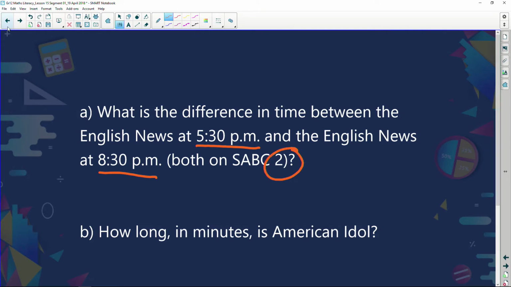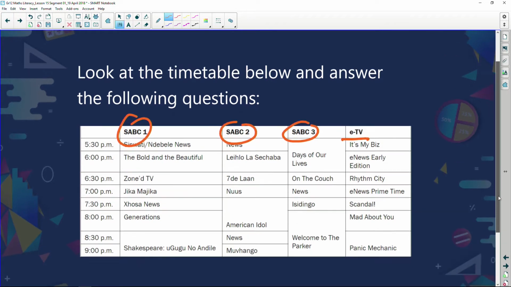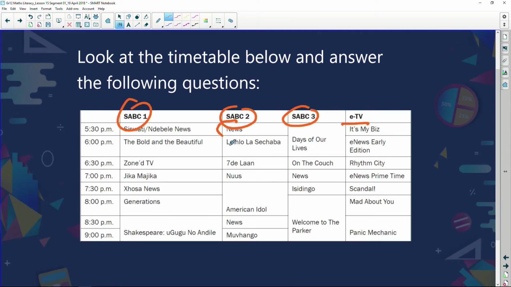Right, so let's go. On SABC 2, we know we've got 2 newscasts. One is at 5:30 and then the next one is at 8:30 p.m. We ask, what's the difference in time? Well, we can actually see that there's a 3-hour difference. The one starts at 5:30 and the next one starts at 8:30. The one from 5:30 finishes at 6, so it's a half-hour news broadcast. And then I have a news broadcast starting at 8:30, finishing at 9 o'clock, also a half-hour broadcast.